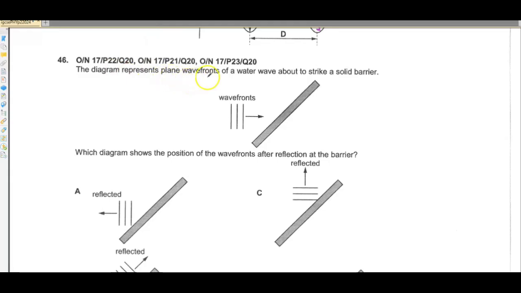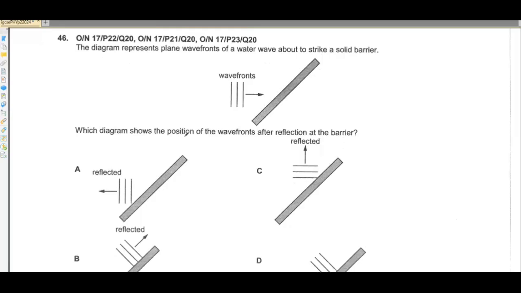The diagram represents plane wavefronts of water wave about to strike a solid barrier. Which diagram shows the position of the wavefronts after reflection from the barrier? See, these are going to come over here like this. And then either they get reflected like this, or they might reflect in the opposite direction as well. As the barrier is not straight, option A won't be the correct answer. If the barrier is straight, the waves are going to come like this and go back like this as well. But when the barrier is slanted, they are not going to go like that.